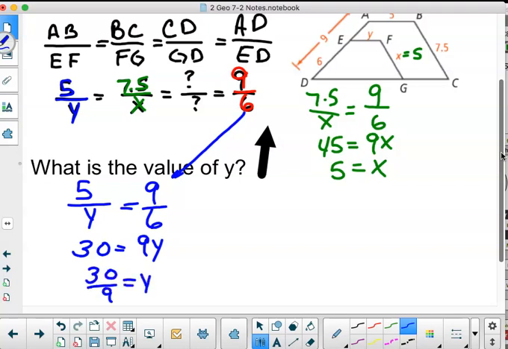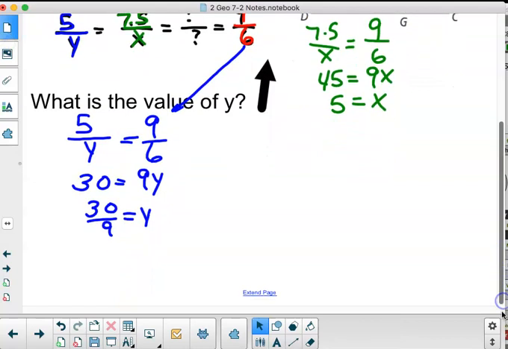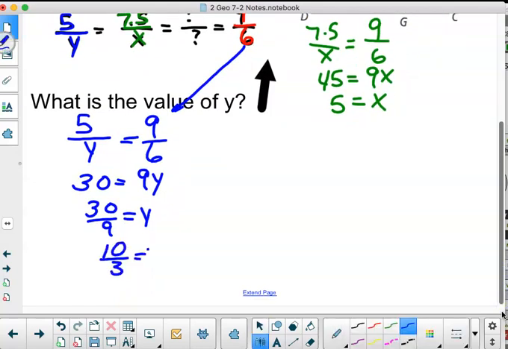Now, remember, this isn't that bad. Both of them have 3 in common. So I just divide 3 out, and I have 10 thirds is equal to y. Now, some of you went, well, Mr. Bloom, I got 3.33333. Well, you did, but I'm just using that fraction of 10 thirds, and it's totally fine.